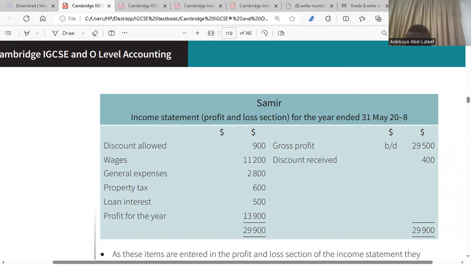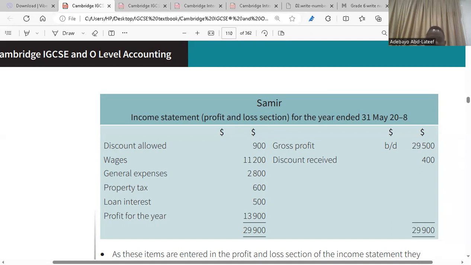So you had discount received, which is 400. It gives you 29,900. Now, less overheads, which are the expenses. Overheads are expenses of the business, like carriage outward, discount allowed, wages, general expenses, tax, loan interest. All these are expenses. Tax is an expense, isn't it? Interest on loan is an expense, isn't it? Carriage outward, the amount you pay to deliver goods to your customers, is it not an expense? Do you get it?